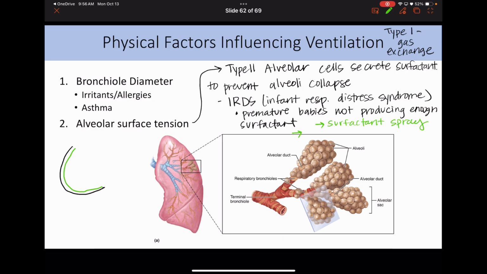antenatal, which means before birth, corticosteroids. And the steroids are to speed up development, to hopefully have their respiratory system develop quickly enough to then start producing that surfactant on their own.